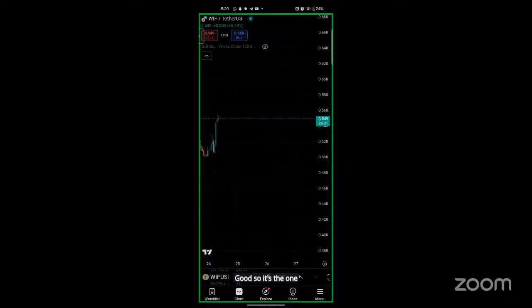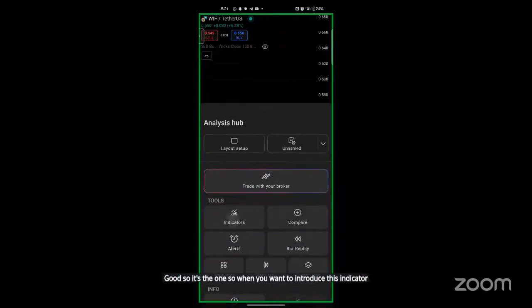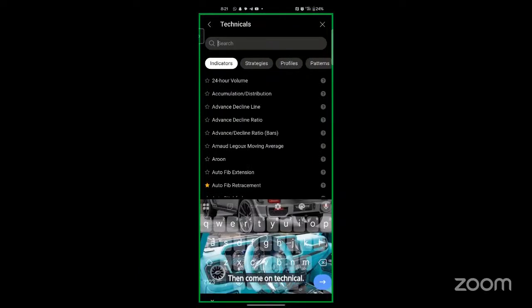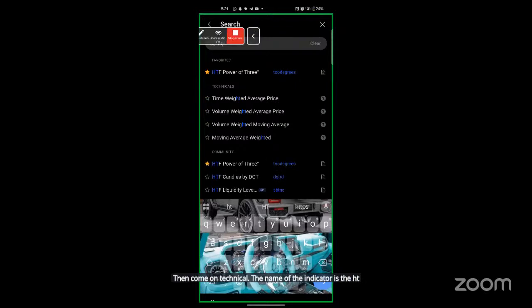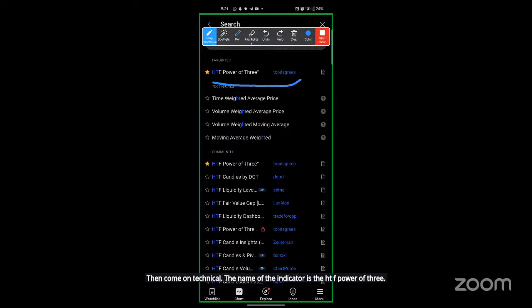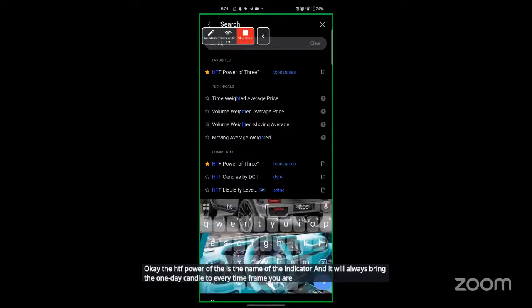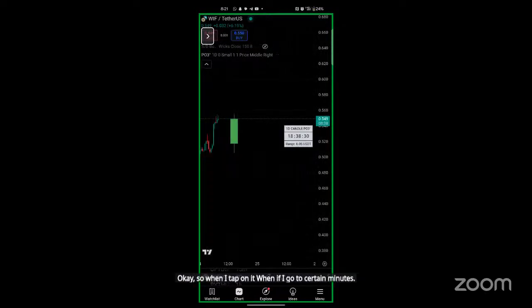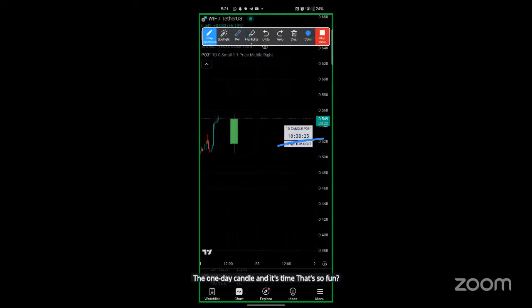So when you want to introduce this indicator, go here on indicators, then come on technical. The name of the indicator is the HTF power of 3. Okay? The HTF power of 3 is the name of the indicator, and it will always bring the 1-day candle to every time frame you are trading in. Okay, so when I tap on it, even if I go to 30 minutes, the 1-day candle and its time, so far it is remaining 18 hours 36 seconds to get done.